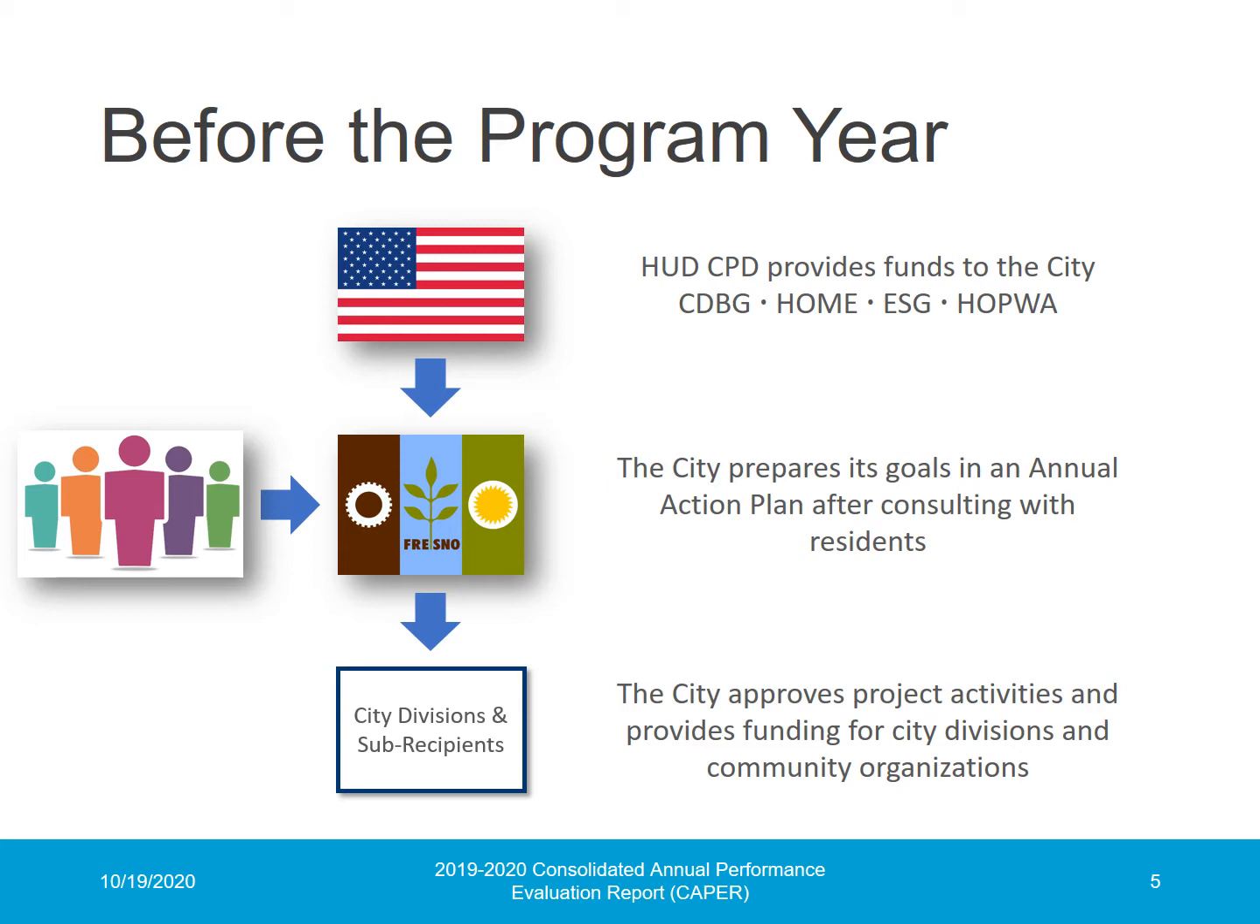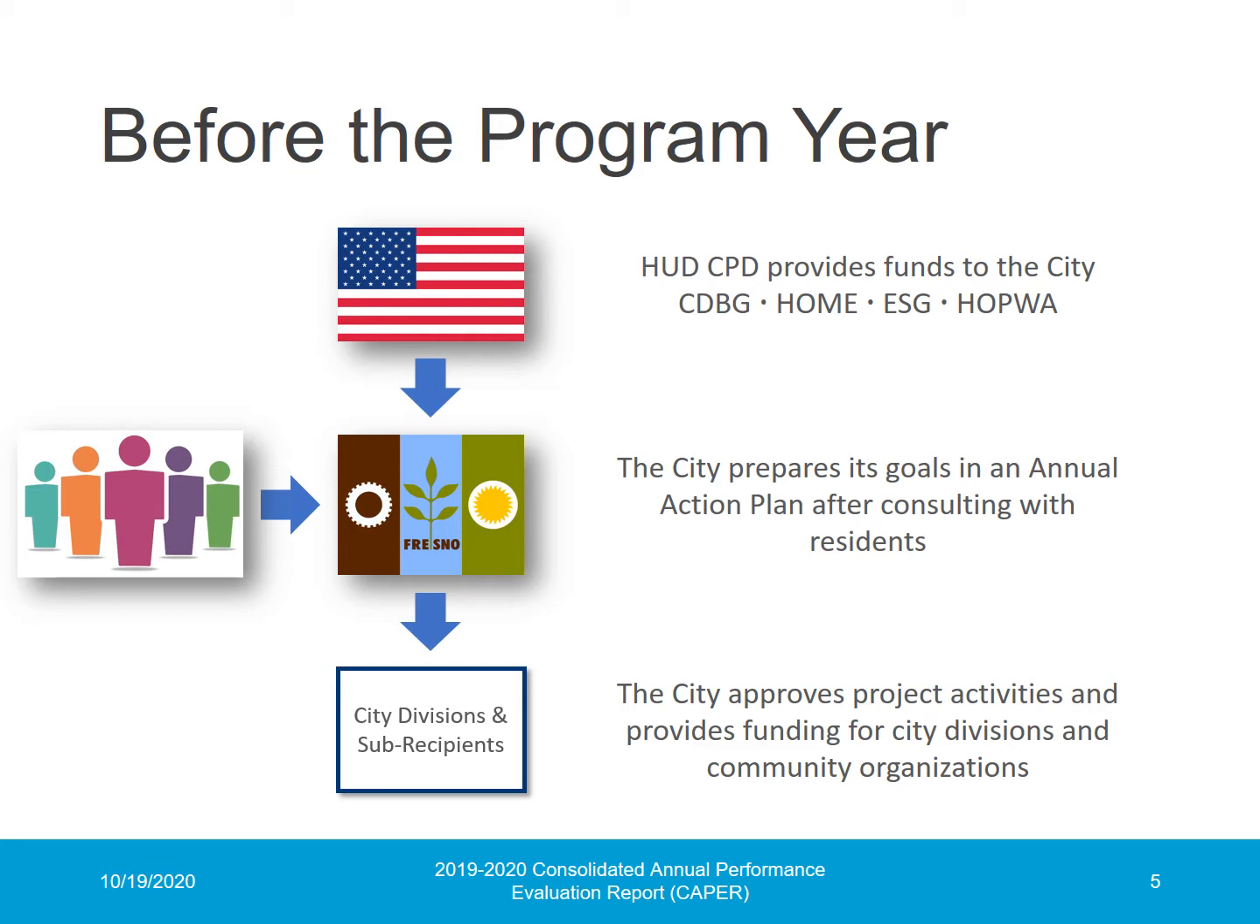Next, the city prepares its goals in an annual action plan, in consultation with residents regarding the most critical needs in the community. The annual action plan also needs to be consistent with the goals and priorities that the city adopted through a 5-year consolidated plan.